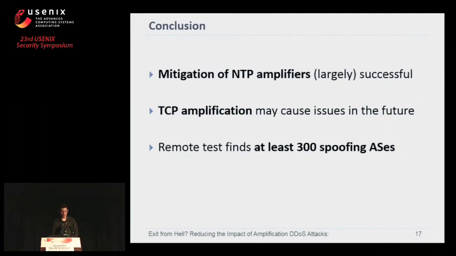And also, with a remote test that we propose, we can find at least 300 autonomous systems out there that allow for IP address spoofing, which also is some kind of a bad message, but something we can work on in the future to reduce the number of amplification attacks.